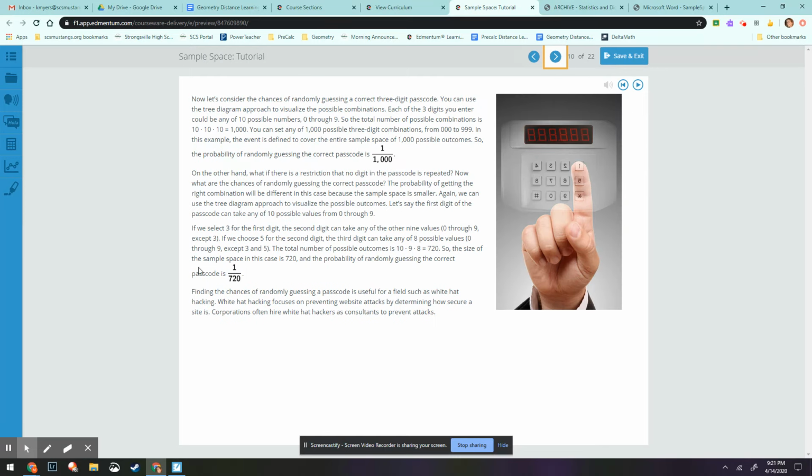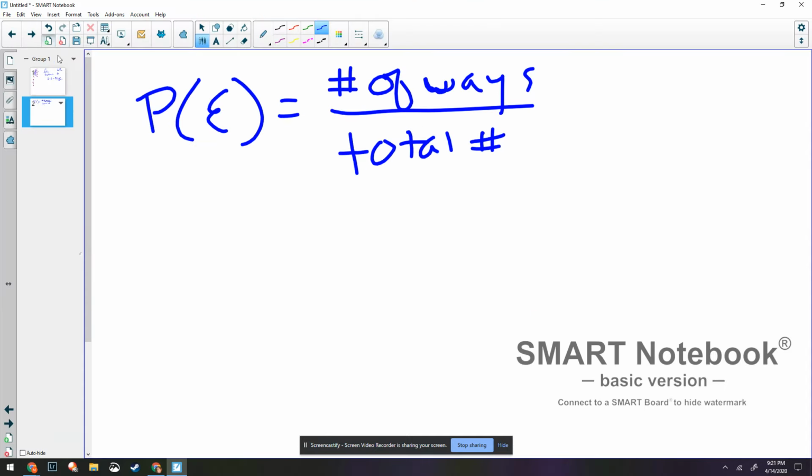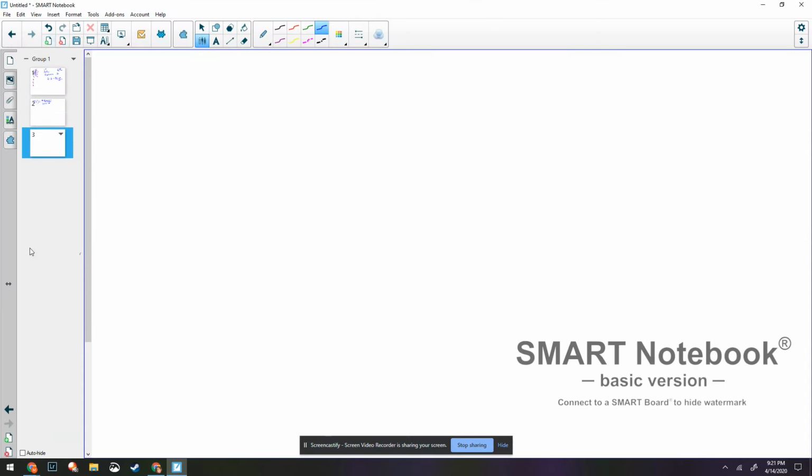Another one is, this is a lot of words. I know if I let you guys just go off and do this on your own, you just wouldn't read this. Okay, but the first one is saying, what's the possibility of guessing a 3-digit passcode? So let's come back to the Smart Notebook. It's not as easy as on the Smartboard. Okay, so the first one, we have a 3-digit code.